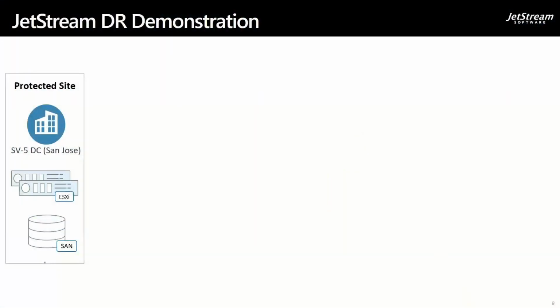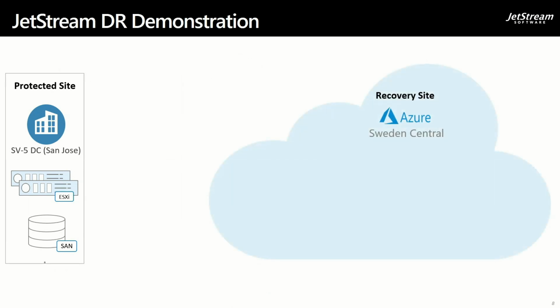So I'll describe the demo here. We've got our protected site. It's in San Jose in an Equinix data center. I've got a small VMware environment there, up and running. Within that environment, I've got the virtual machines. We'll be recovering to, I should say, an Azure VMware Solution private cloud in the Sweden Central region.